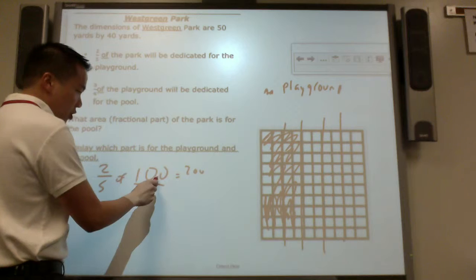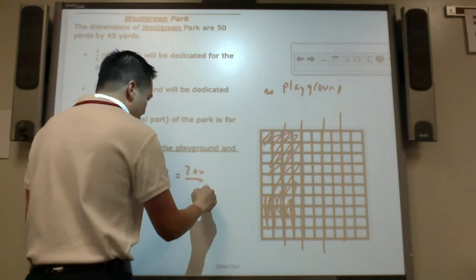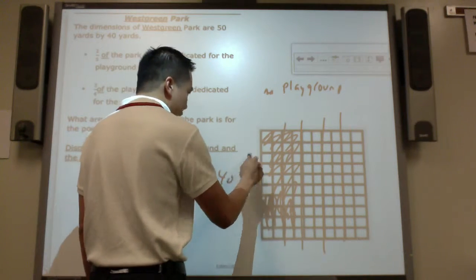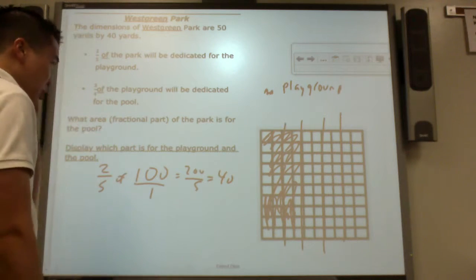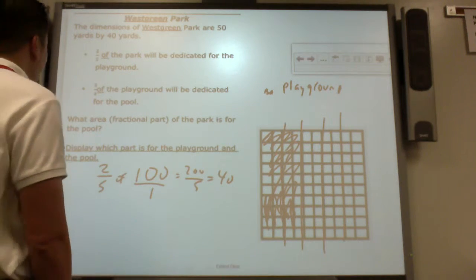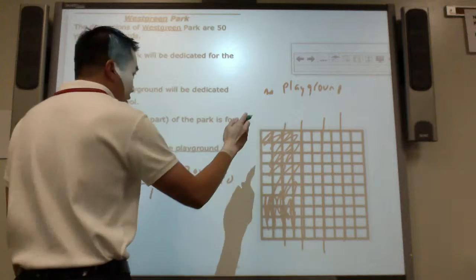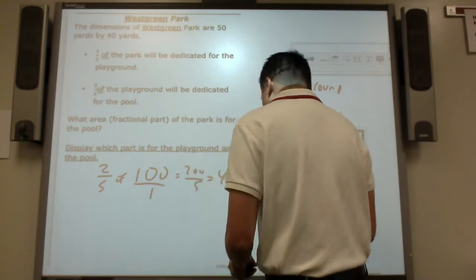Multiply across. Turn this whole number into an improper fraction over 1. 200/5. Now how many groups of 5 go in 200? 40 of them. That's why I colored 40 squares. 2/5 is 40%. So, let's take out a different color. Green, oh no, we should use blue.